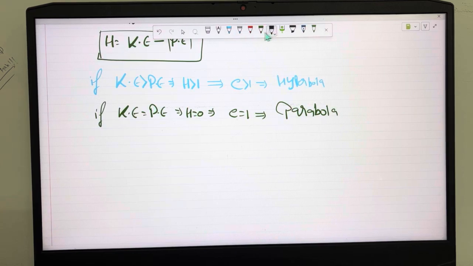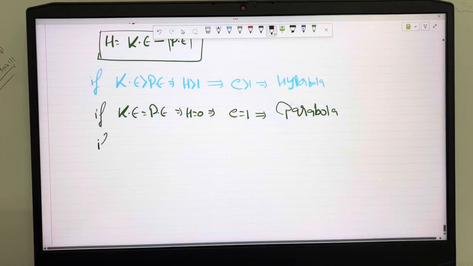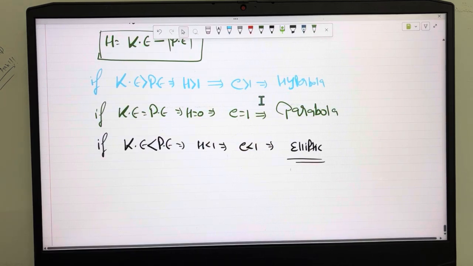And if kinetic energy is less than the potential energy, then similarly H becomes less than 1 and E becomes less than 1. That will be your elliptic path. It is pretty simple. So till here, this is all about the basics.